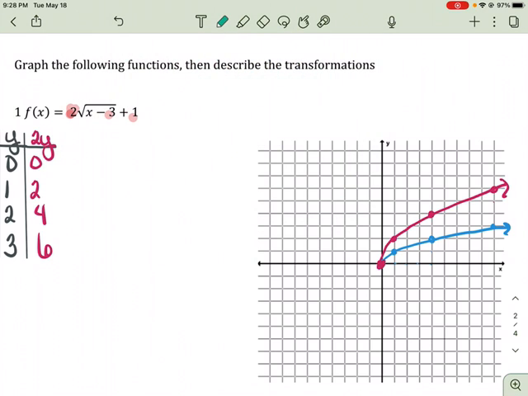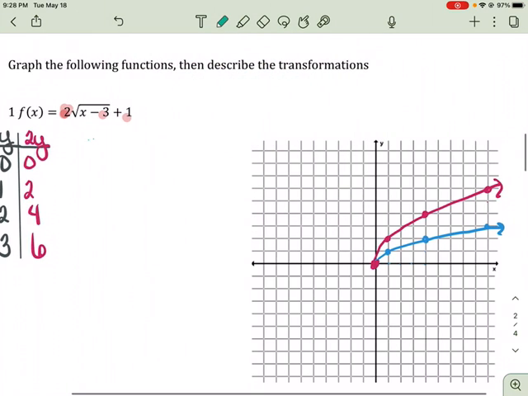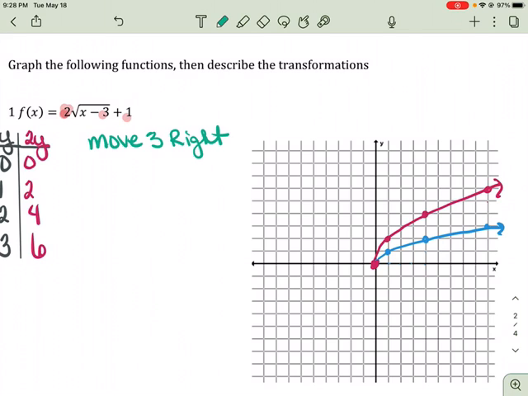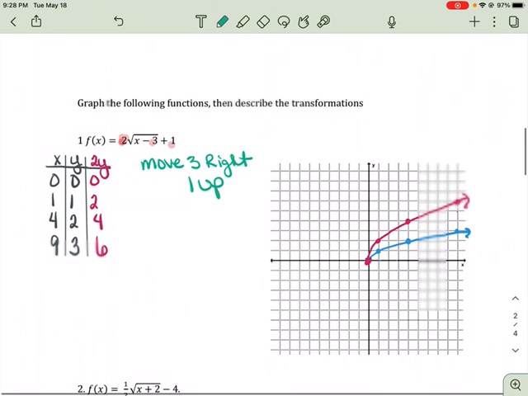Okay, so now our last graph, we'll do it in a minute. Do we see the 3 and the 1? So remember, this is going to move the graph 3 units right and 1 unit up. Remember, inside is always opposite. So I'm going to move this graph 3 units right and 1 unit up. So 3 units right, 1, 2, 3, and 1 unit up.